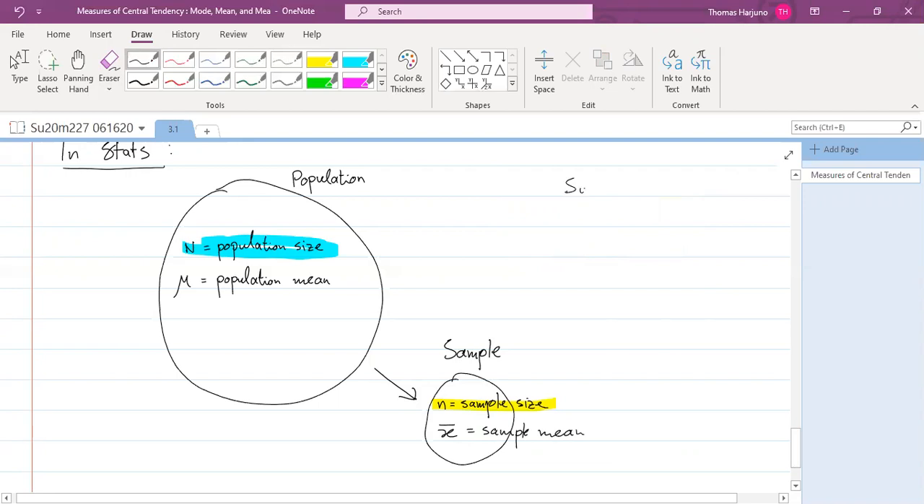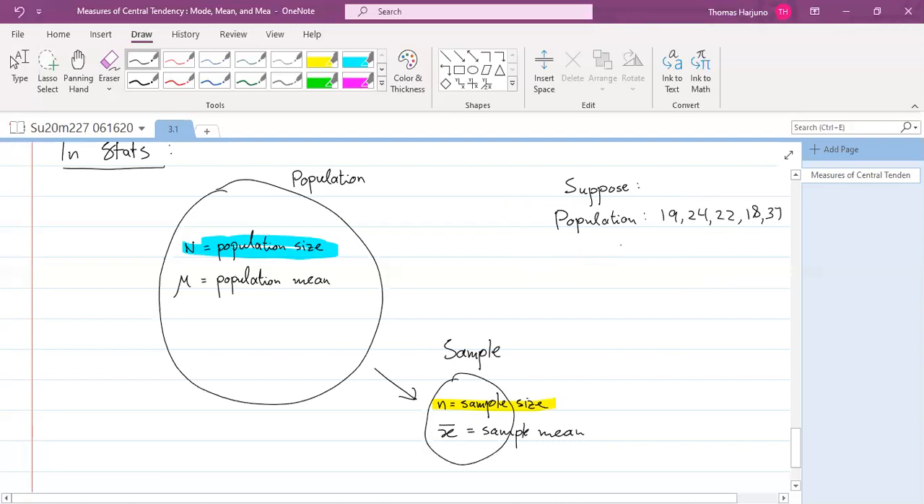Okay, now let's go to the formula. Suppose we are given this example. Suppose we are given a population data set, let's say 19, 24, 22, 18, 37. Let's say we have something like this.